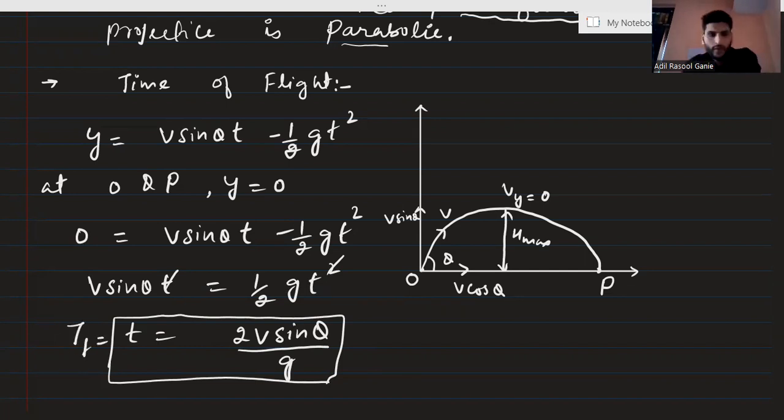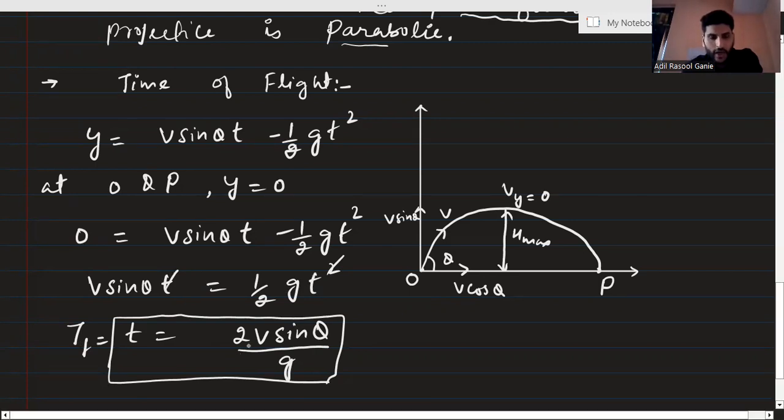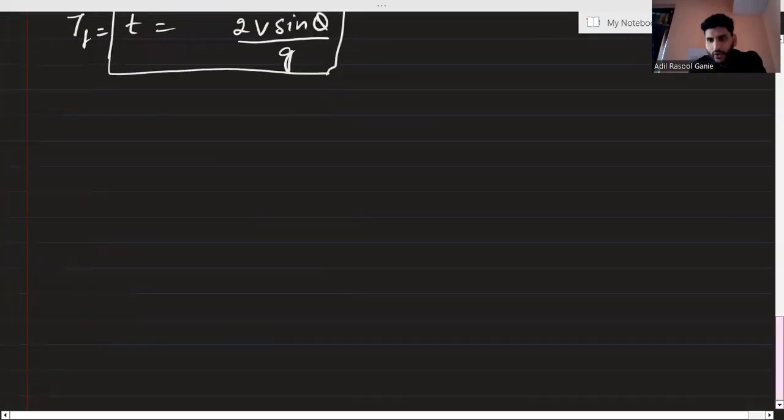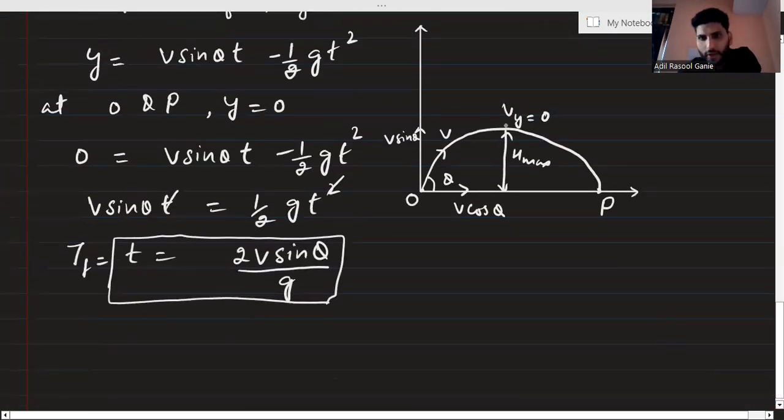From this equation, we can find out for how much time our body remains in flight, from the time it is projected with a certain velocity to the time it comes back to the ground at point P. Now, if I need to find the time taken by a body to reach the maximum height, how do I find this value? From the symmetry of this parabola, the time it takes to reach the highest point is the same time it takes to reach back to the ground.